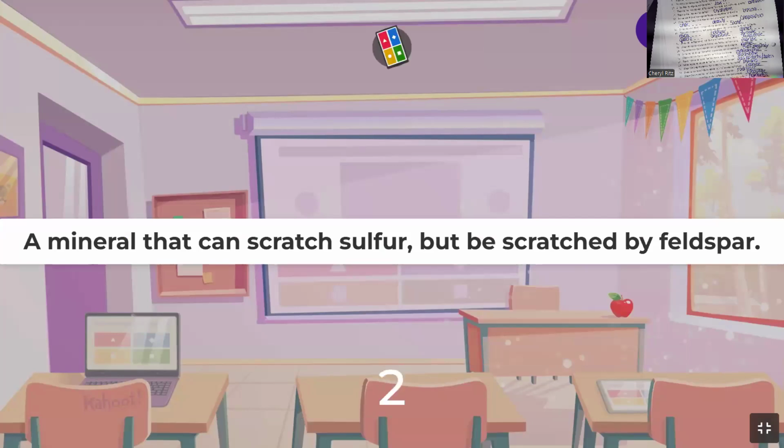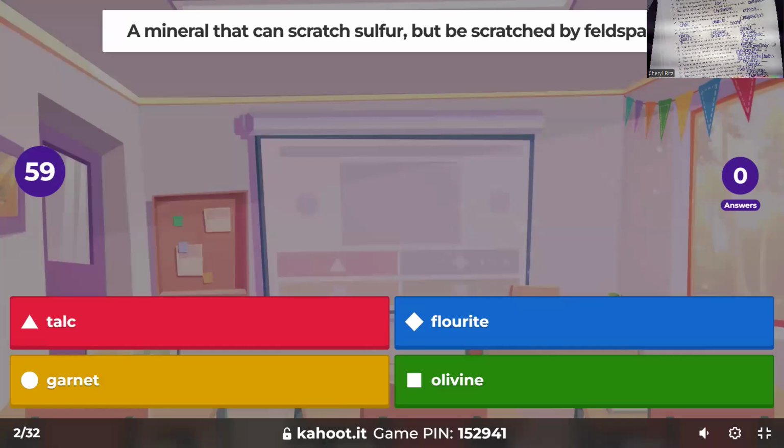A mineral that can scratch sulfur, but will be scratched by feldspar. This one might take you a little bit longer. So first figure out the hardness of sulfur and feldspar. That'll be a good start. Or go by process of elimination. So a mineral that can scratch sulfur, but can't be scratched by feldspar.